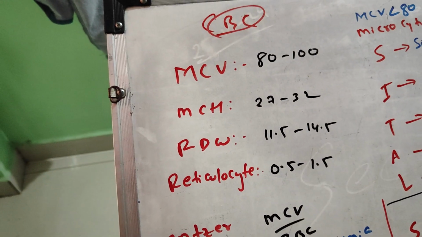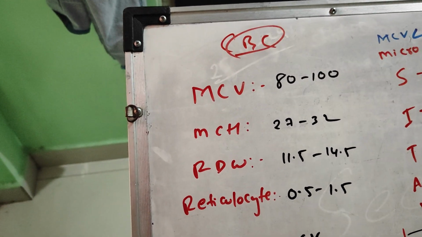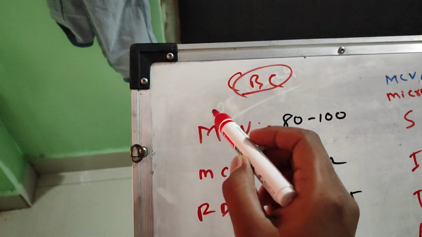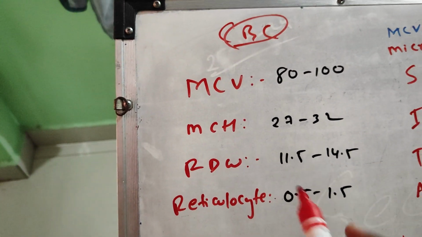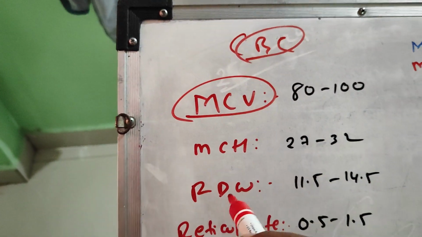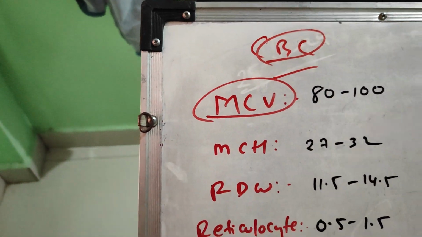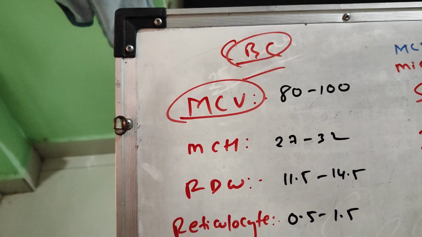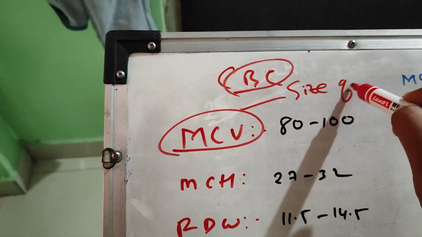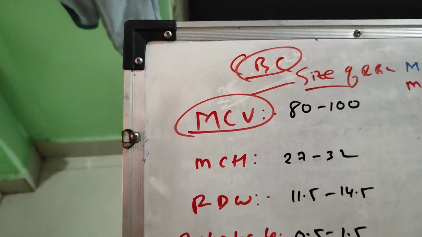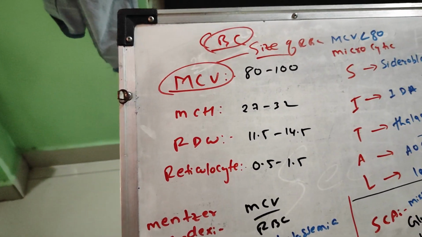Okay, so what is MCV? MCV means mean corpuscular volume. What does it indicate? It tells about the size of the RBC.